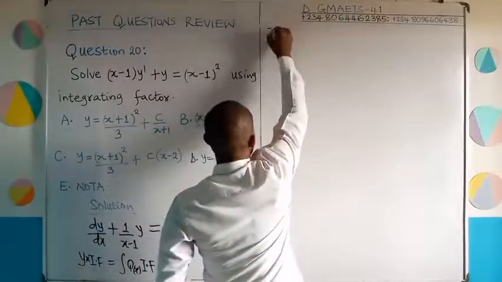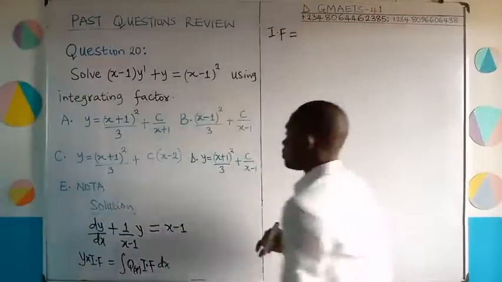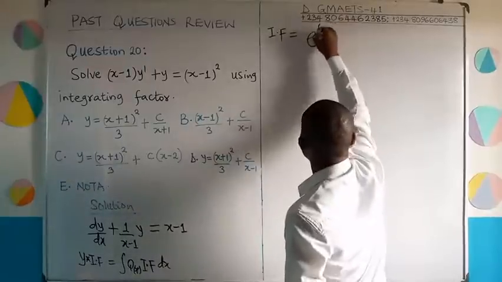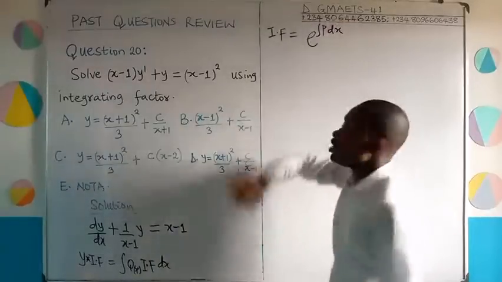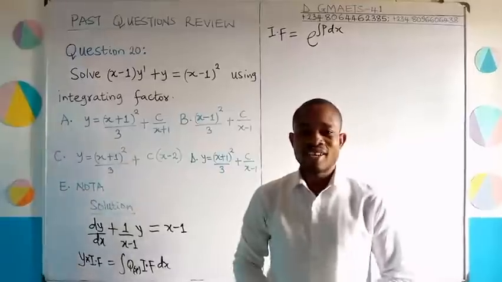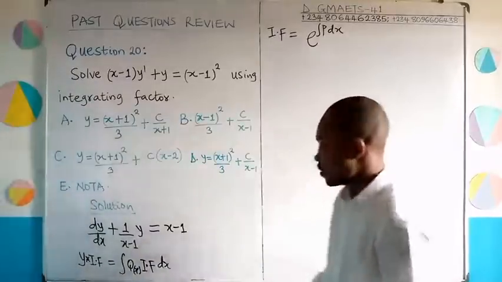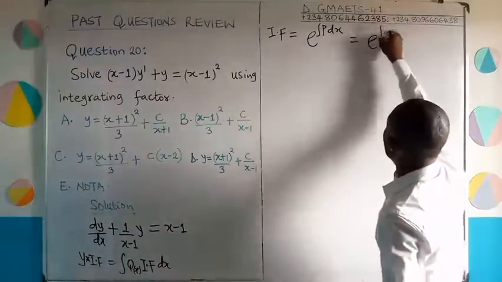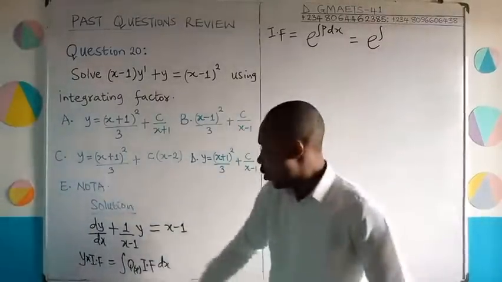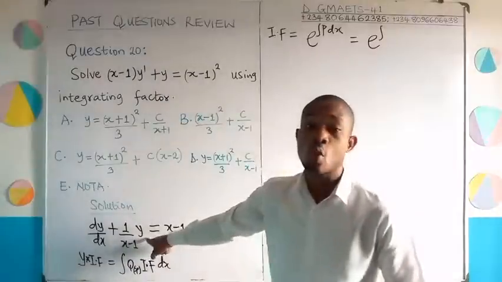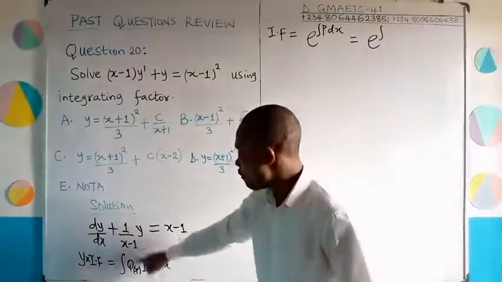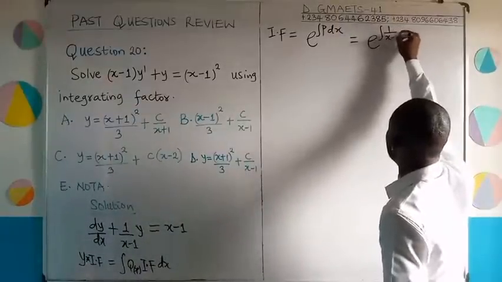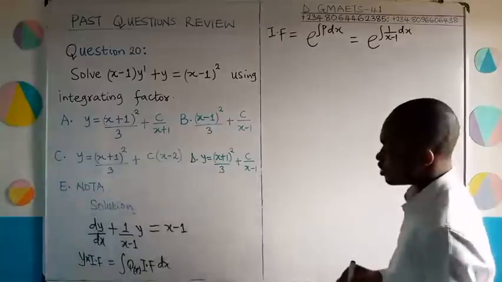So what is our integrating factor? That's the first thing we get. To obtain our integrating factor, we are simply going to take exponential of the integral of p dx. This is the integrating factor when dealing with a linear first order differential equation. And of course, this is equal to exponential of the integral of p, the coefficient of y, which is 1 over x minus 1. We shall integrate with respect to x.